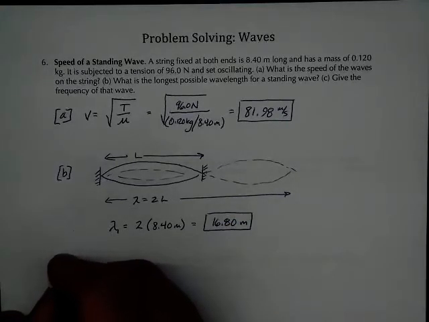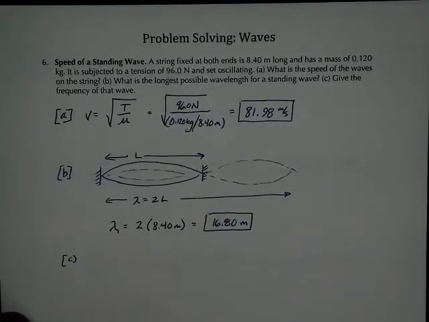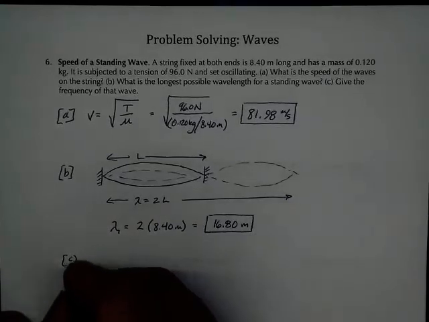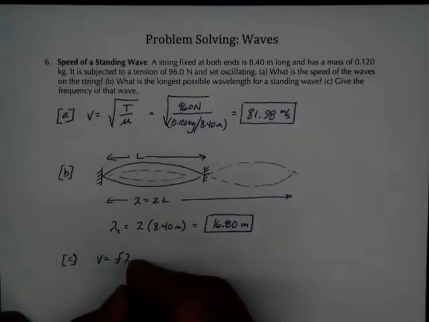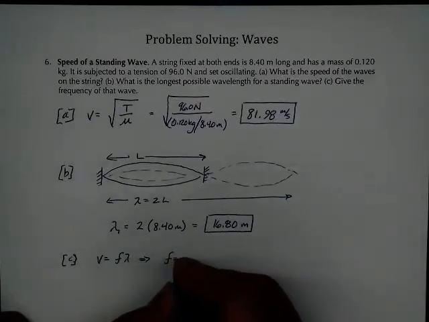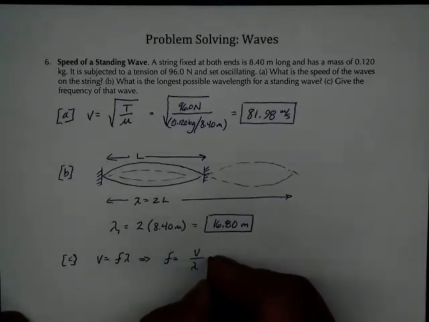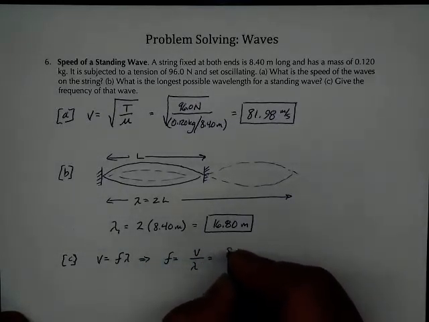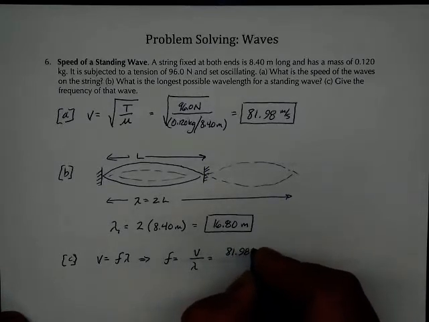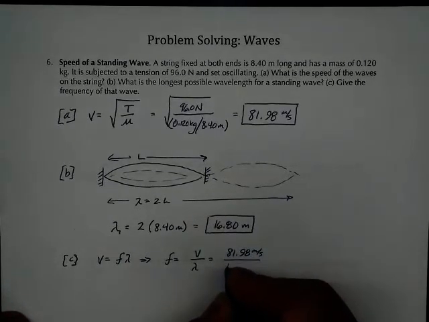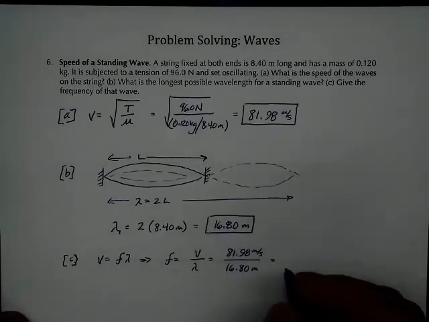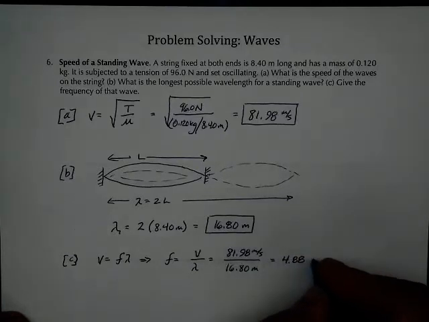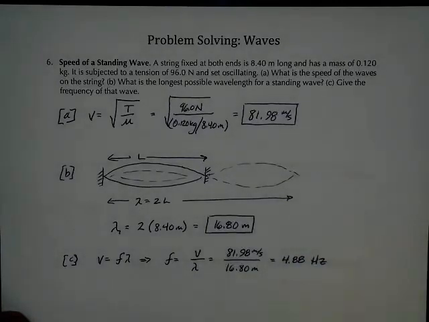Finally, what is the frequency of this wave? Well, here we use our relationship between speed, frequency, and wavelength to say that frequency is equal to wave speed divided by wavelength. So that is 81.98 meters per second divided by 16.8 meters, and that is 4.88 hertz.